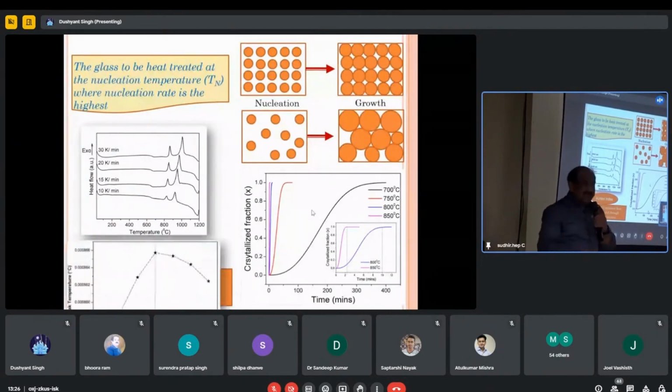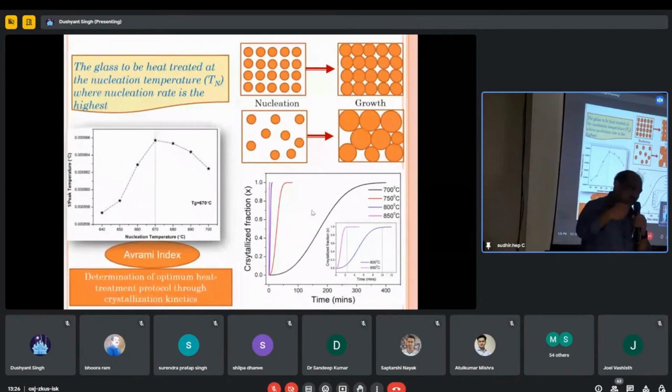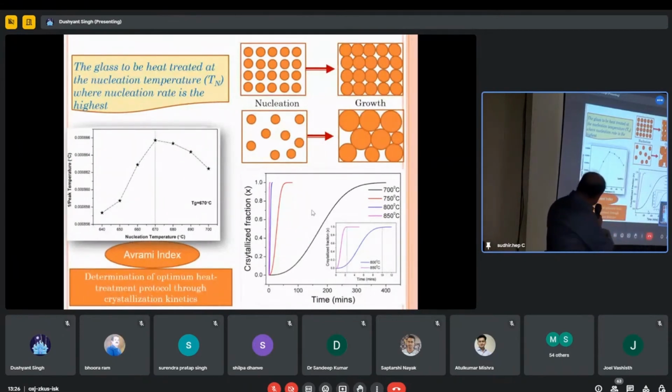We can do it basically through DSC studies. We can do some kind of analysis and determine experimentally the temperature for maximum nucleation. I am not going into the details of the theory, but you can determine the temperature for maximum nucleation, and you can ensure a large number of nuclei in the glass matrix.